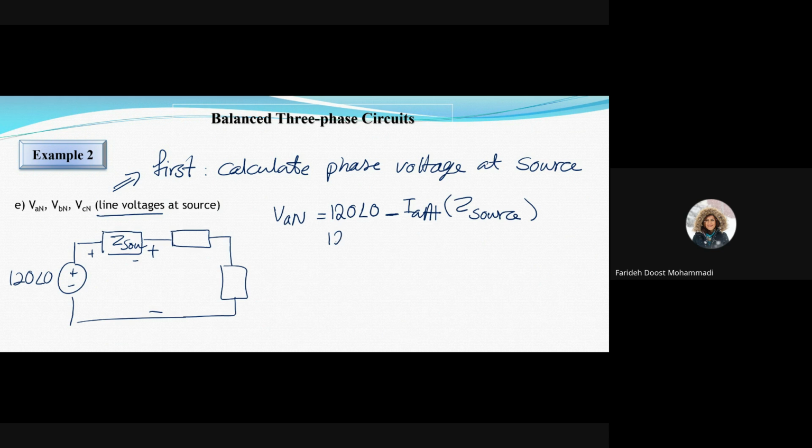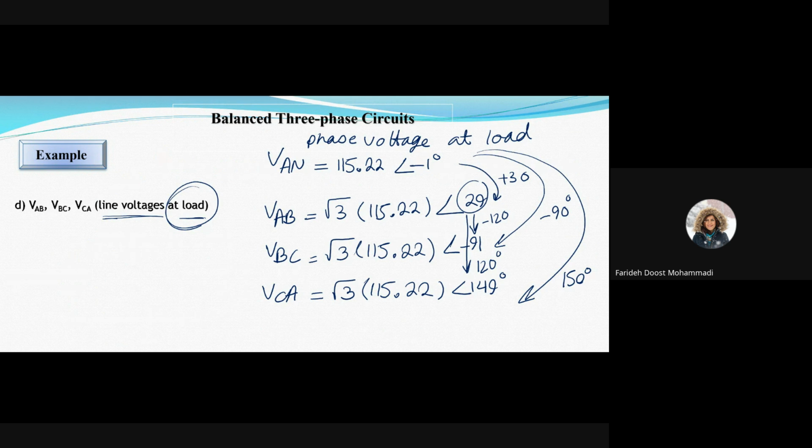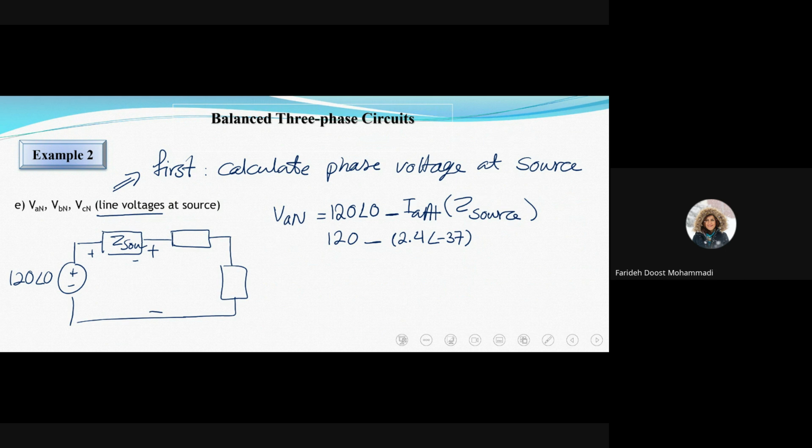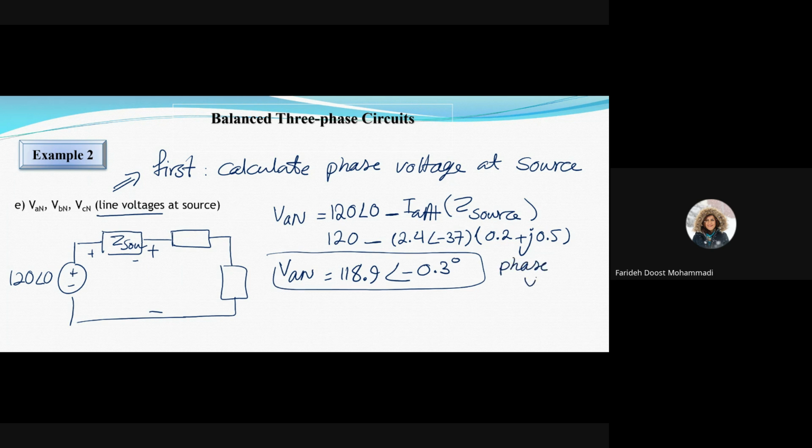So it's going to be 120 subtracted by 2.4 with an angle of minus 37. This is the line current. And then the impedance. And the impedance of the source is 0.2 plus j0.5. So if you do the calculation, it's going to be 118.9 with an angle of minus 0.3 degrees. Now I have the phase voltage.